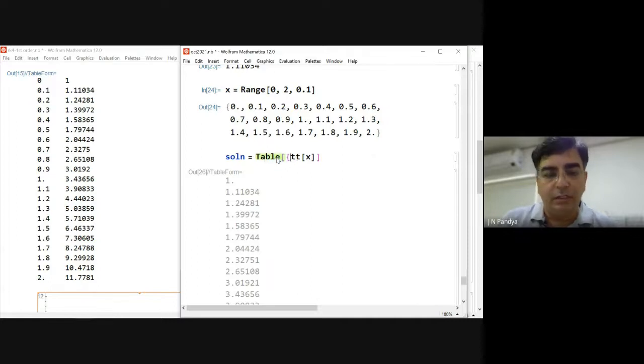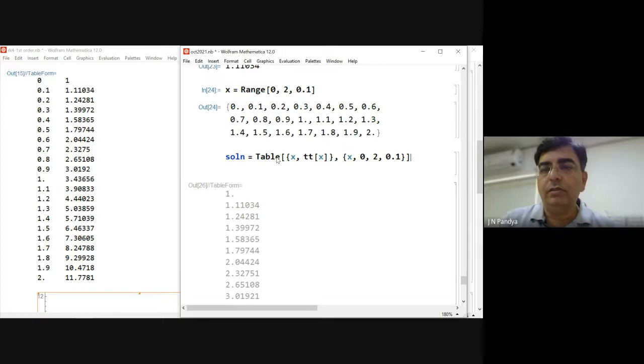Then let us write x and tt of x. Okay. And let us say x ranges from 0 to 2 in steps of 0.1. Okay. So this is your table as it comes. And what you want is you want to plot that data. Okay.